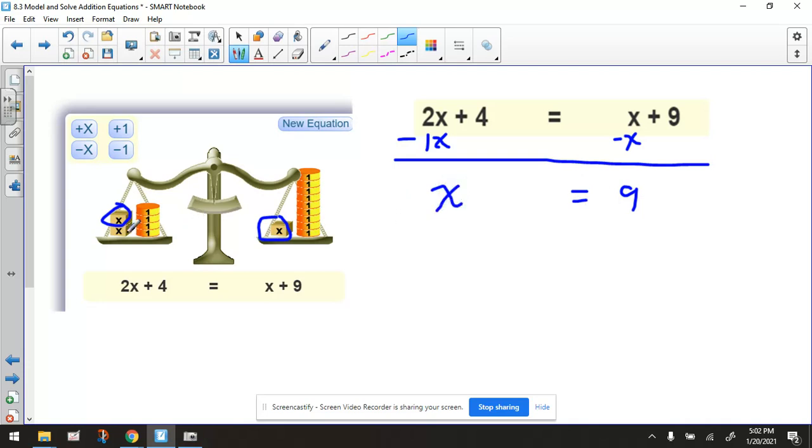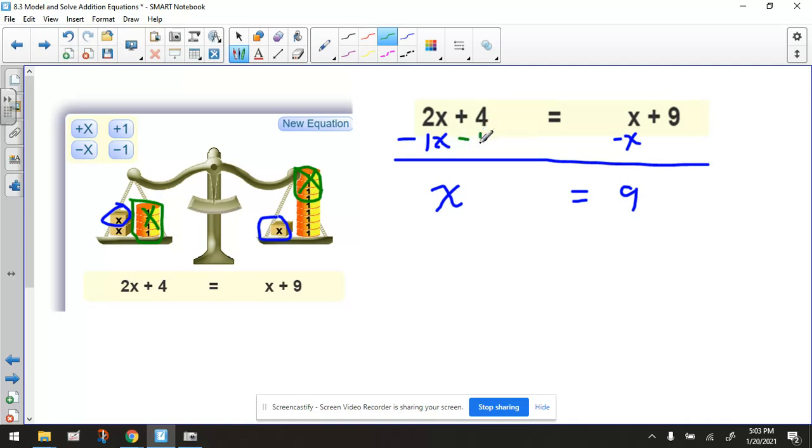All right, the other thing that we did is we took these 4 discs off of this side of the balance, which means we had to take 4 discs off of this side of the balance. 1, 2, 3, 4. So that's that. Gone, right? We cross that out. That's gone. So again, how does that look on paper?